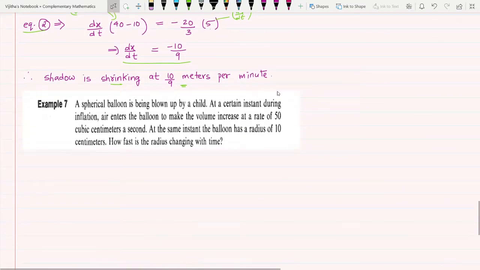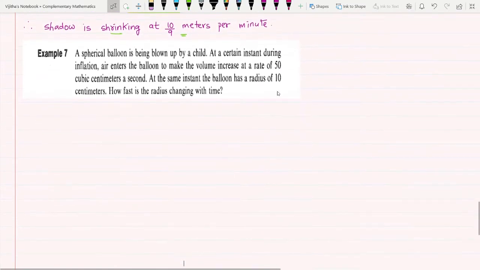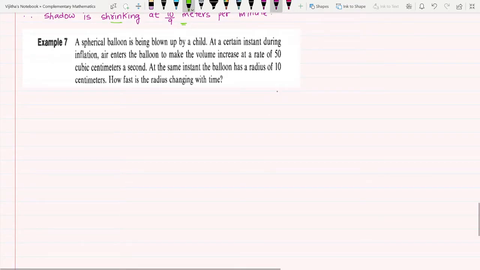Now we will see another problem. A spherical balloon is being blown up by a child. At a certain instant during inflation, air enters the balloon to make the volume increase at a rate of 50 cubic centimeters a second. At the same instant, the balloon has a radius of 10 centimeter. How fast is the radius changing with time?